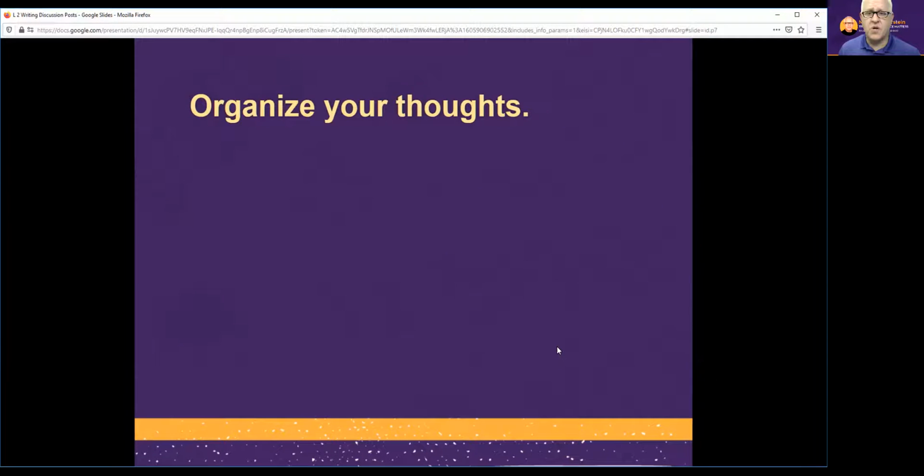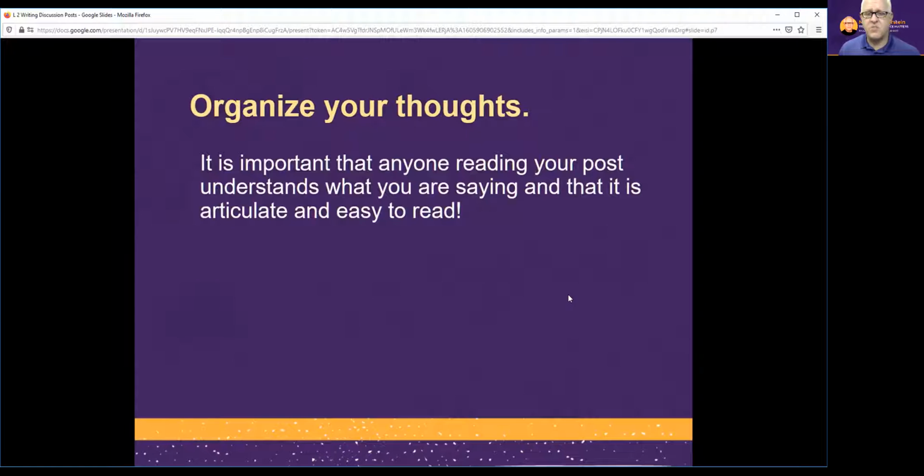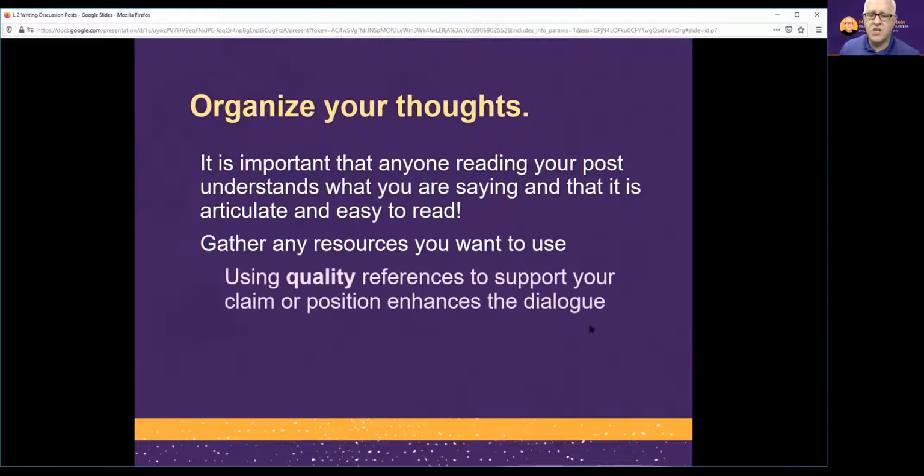So first, you're going to need to organize your thoughts. It's important that anyone reading your post understands what you are saying and that it is articulate and easy to read. Easy to read doesn't mean simple words. Easy to read means it's well organized. You want to gather any resources you want to use. You want to use quality references to support your claim or position that enhances the dialogue.